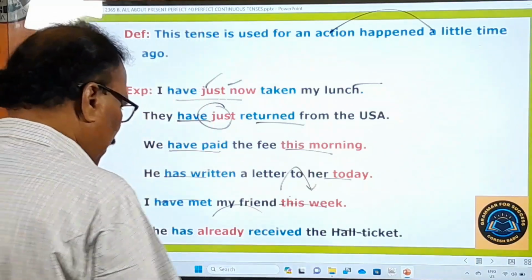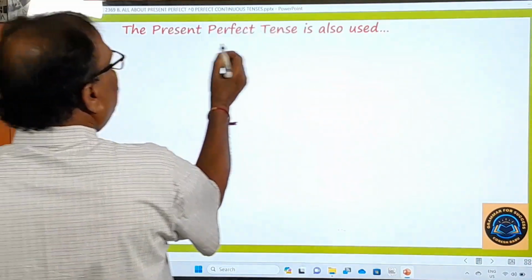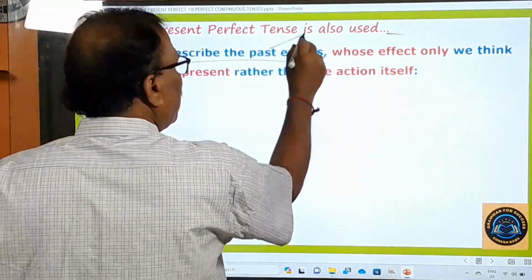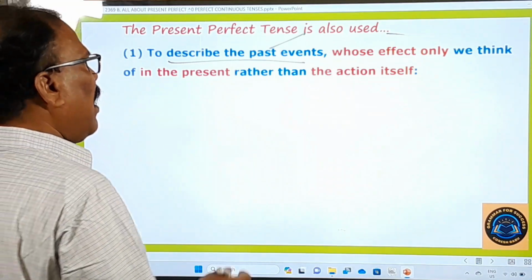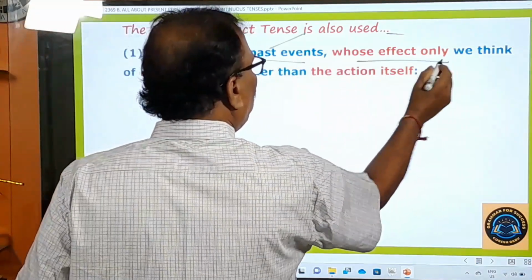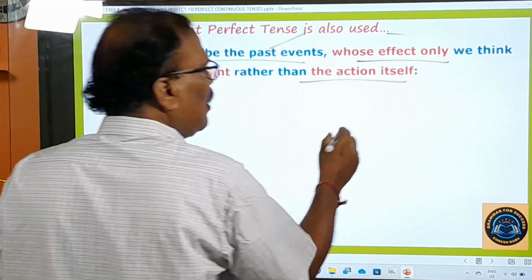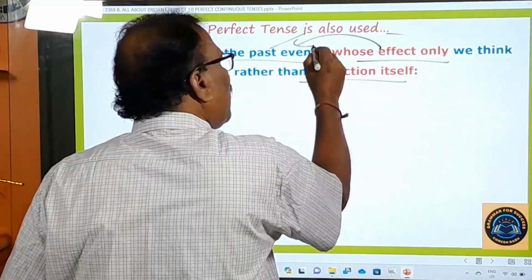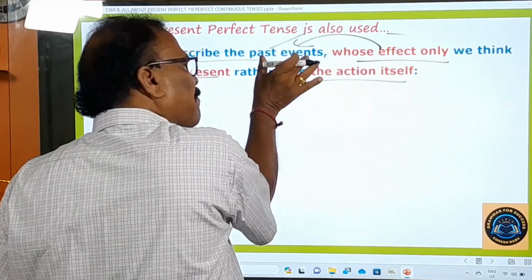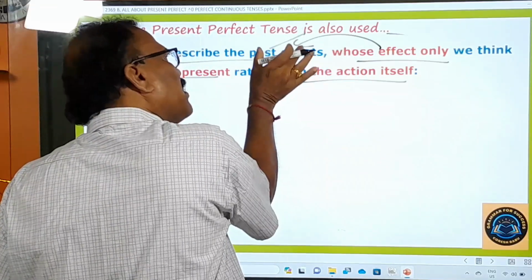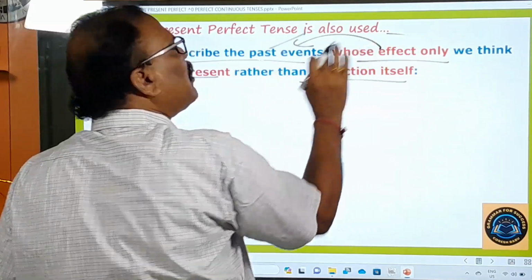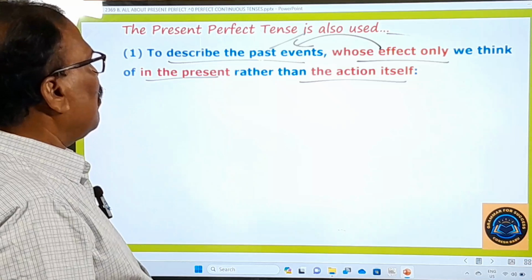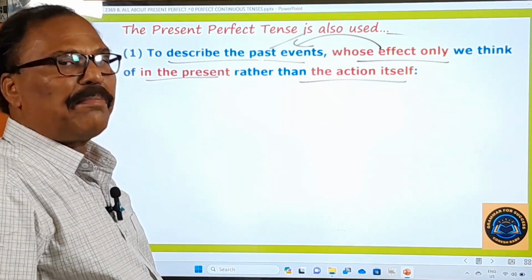And now let's go to the next rule. The present perfect tense is also used for what? To describe past events. Past events means past actions. And here one special thing, whose effect only we think in the present rather than the action. That means this past action, the effect of the past events only we think of, not the actions themselves. We don't think of the actions themselves, but their effect only we think of. And in such circumstances, we have to express the past events in the present perfect tense.